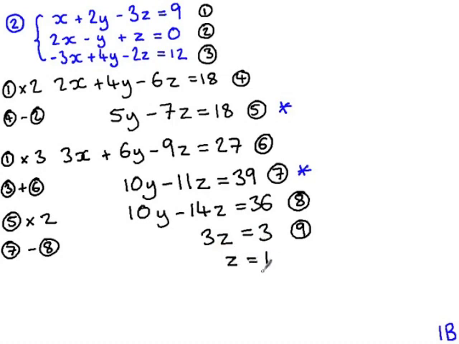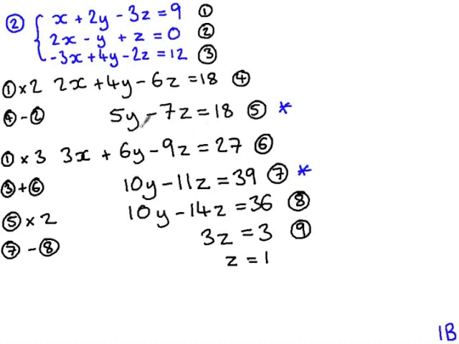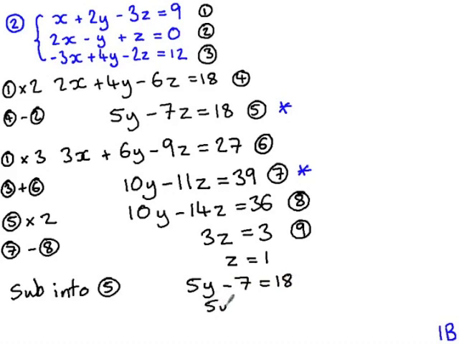Now once I've got one of the unknowns solved, I know that z = 1, I can now substitute back into some of the previous equations. So if I use equation 5, so substitute into equation 5, then I've got 5y take 7z, so that's 7, is 18, so 5y is 25 and y is 5. And then I can substitute back into one of the original equations. Let's substitute back into equation 1. So sub into equation 1.